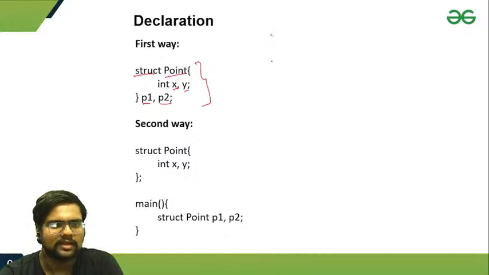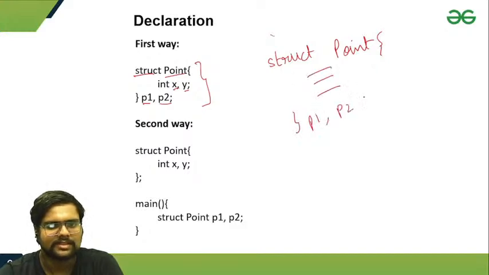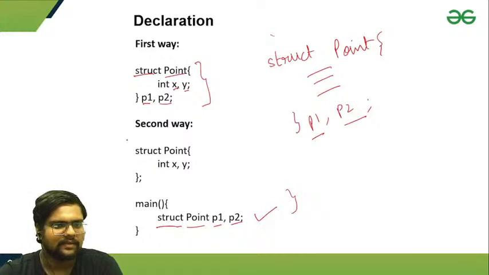There are two ways in which we can define the structure variable. The first way is at the time of declaration: here we have defined our structure, and then we define our variables. The second is in the main function, where first we use the struct keyword, then the name of the structure, and then the name of our variable. In this way we can declare our variables for the struct. Here, when I define the structure, no memory is allocated.